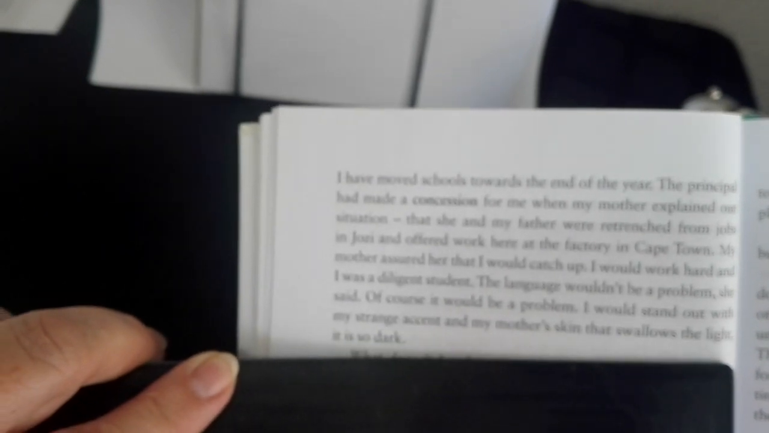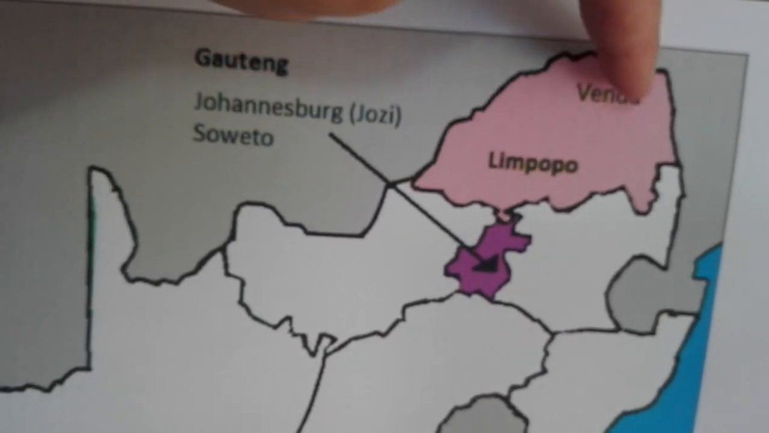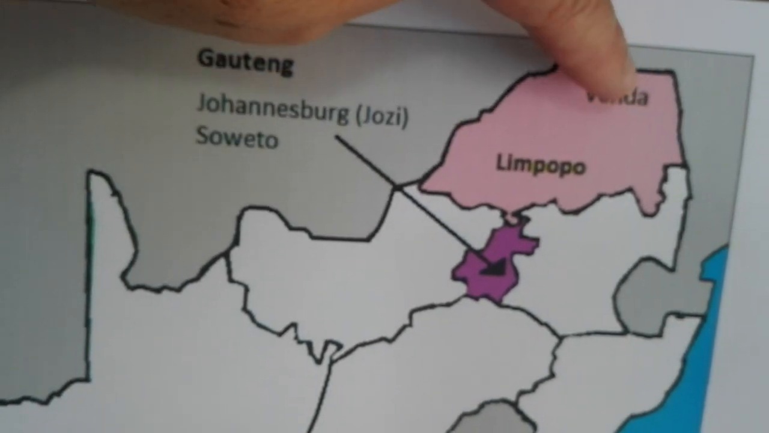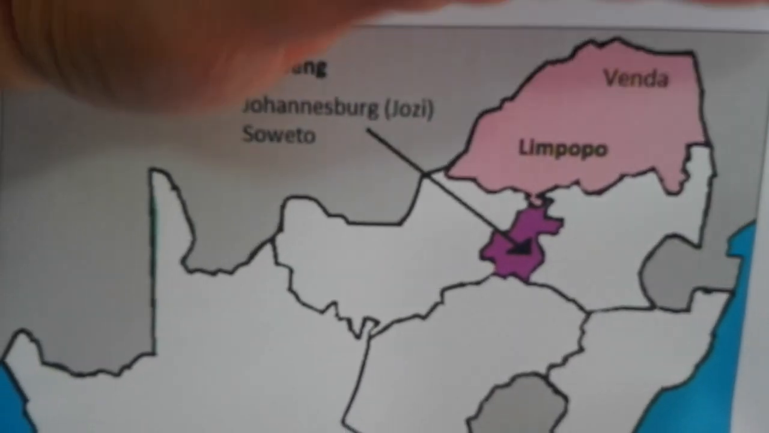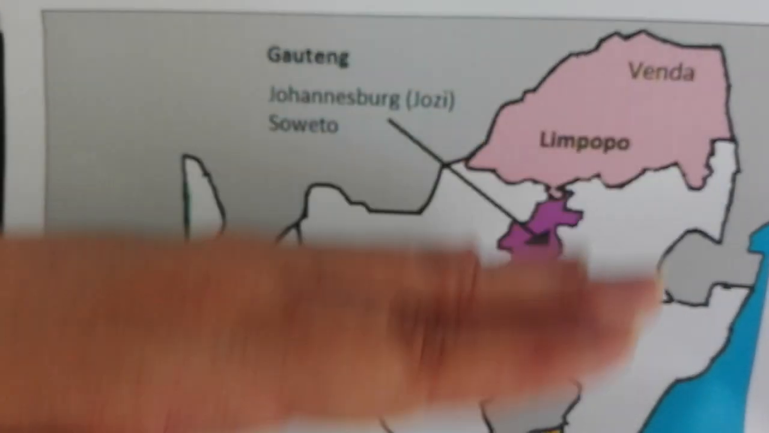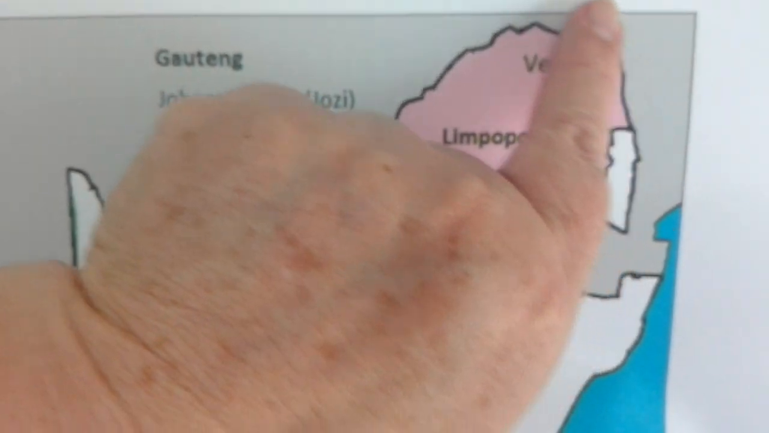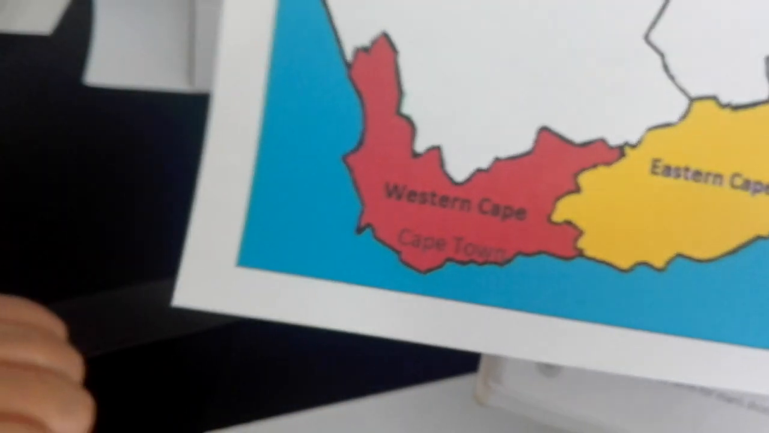I would stand out with my strange accent and my mother's skin that swallows the light, it is so dark. Now remember that she was born in Limpopo. She comes from Venda and so does her mother. And she's moved down here to Cape Town now. Now everybody knows that the further you move away from the equator, the lighter one's skin becomes. So we now realize that Lefunu has a darker skin than what the people in the Western Cape have. And we now are told by Lefunu that this makes her very self-conscious. She's very aware of the fact that she speaks a different language. She speaks with a different accent. And then she's got this dark skin and everybody else has a light skin.